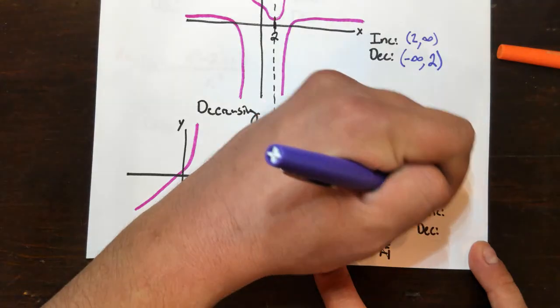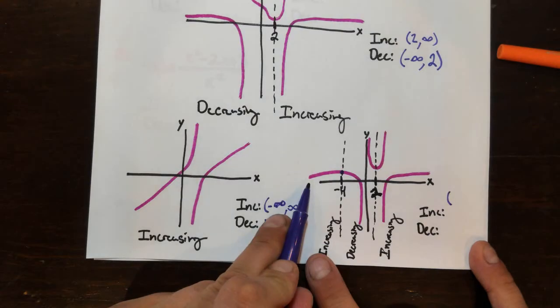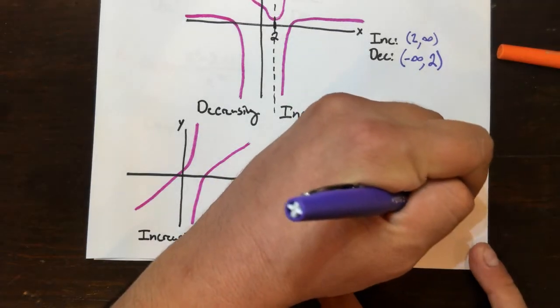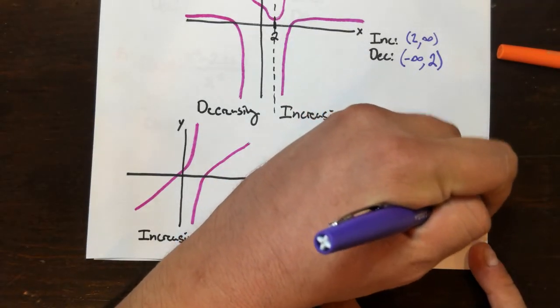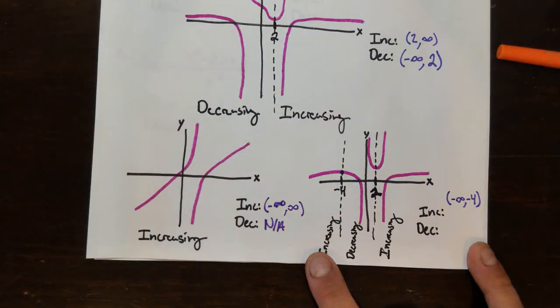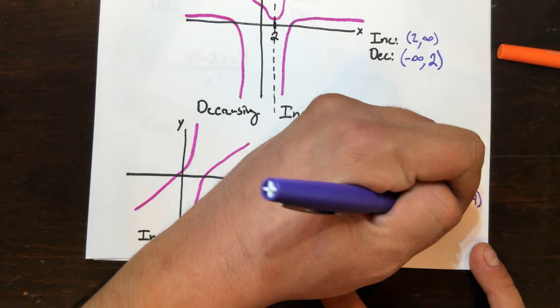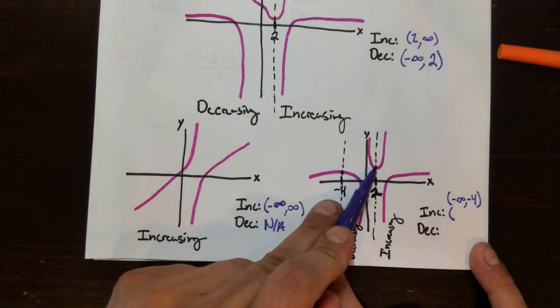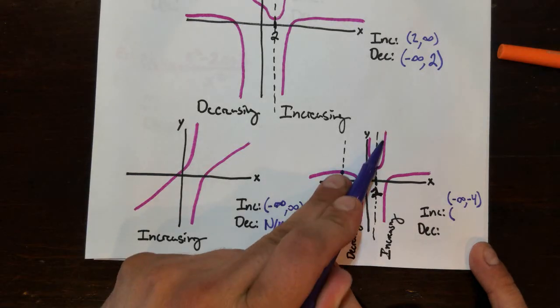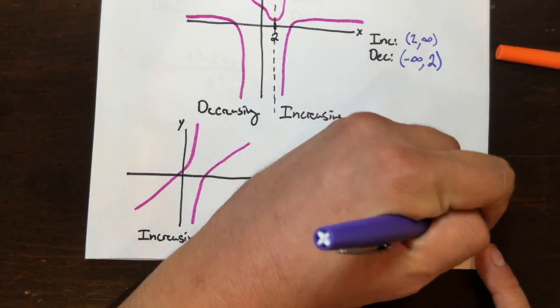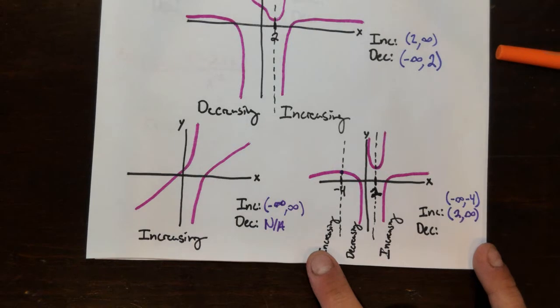Let's see. So it increases from negative infinity all the way to the left up until negative 4. And then it decreases, but we'll talk about that in a moment. And then when does it increase again? Well, it looks like it starts increasing at 2, and it increases for infinity. So we'd say from 2 to infinity.